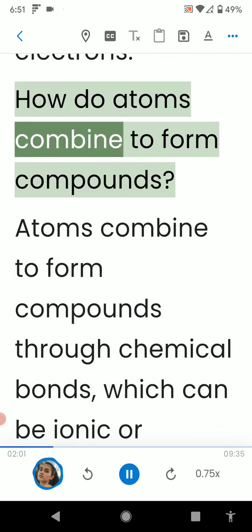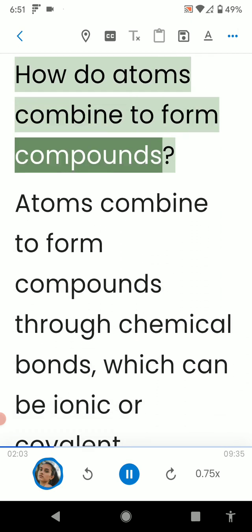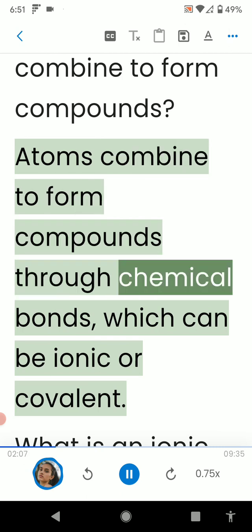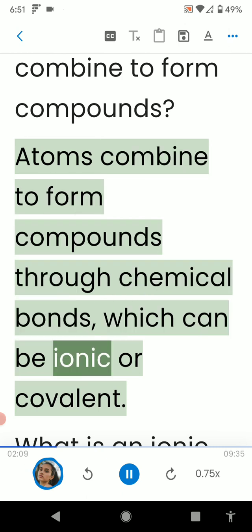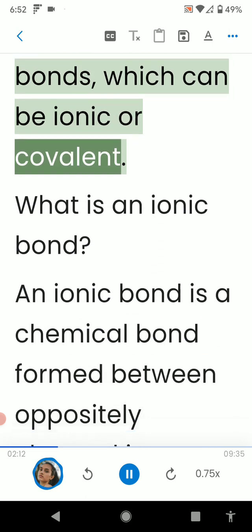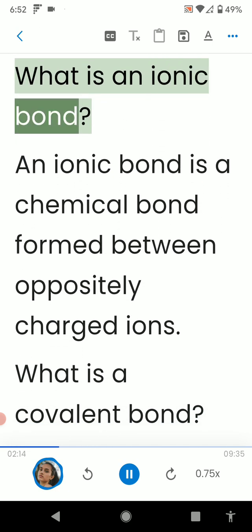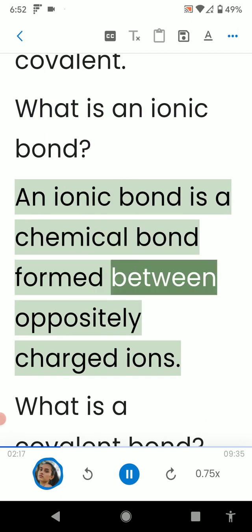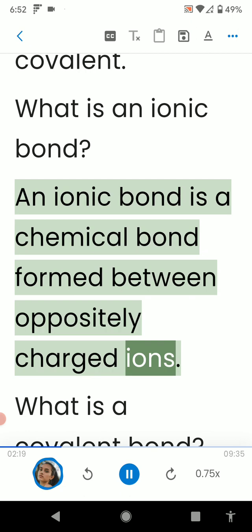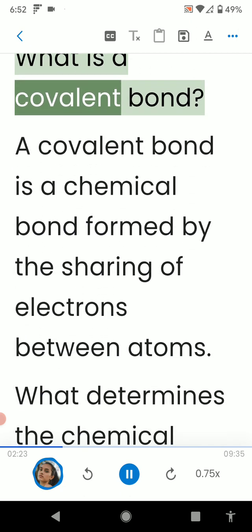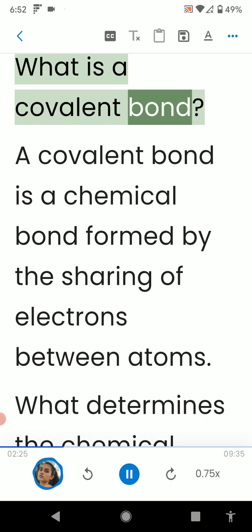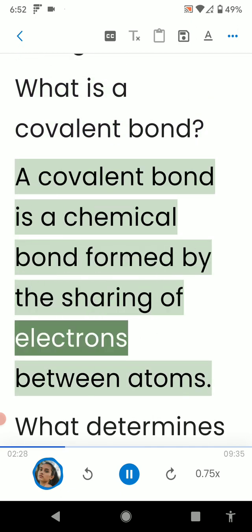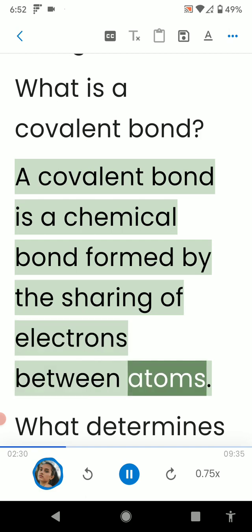How do atoms combine to form compounds? Atoms combine to form compounds through chemical bonds, which can be ionic or covalent. What is an ionic bond? An ionic bond is a chemical bond formed between oppositely charged ions. What is a covalent bond? A covalent bond is a chemical bond formed by the sharing of electrons between atoms.